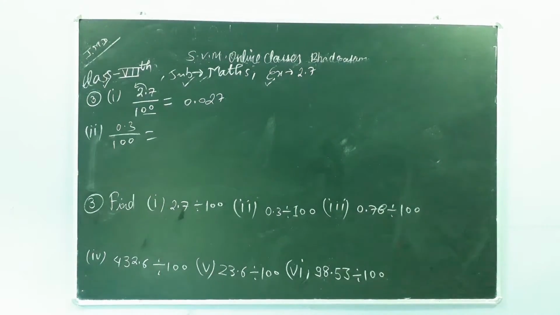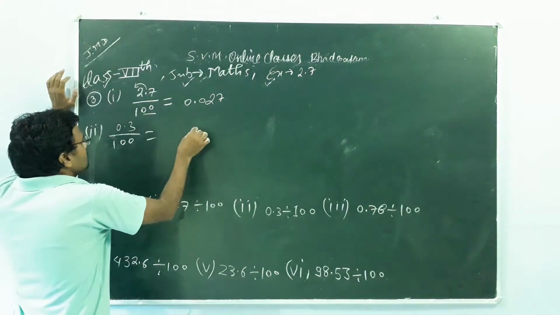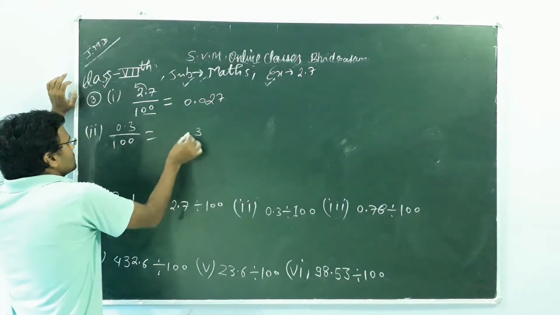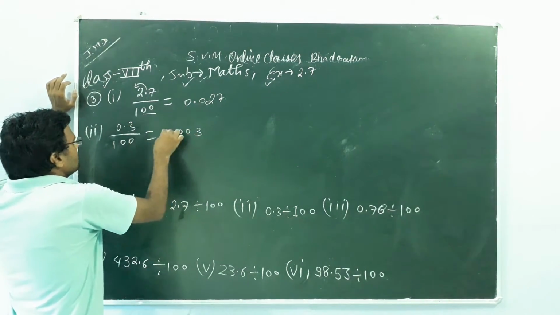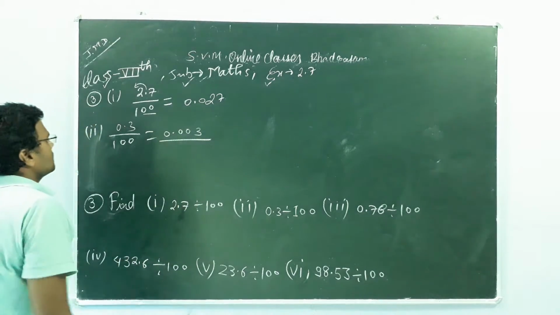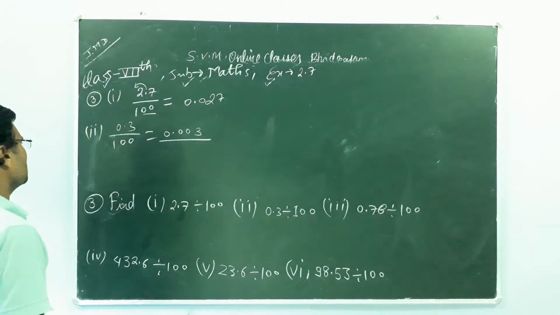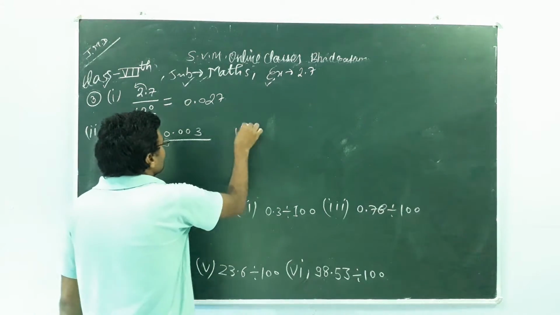Now what we will do is, this is 3 and the point over here, so this is 0 0. Now our answer is 0.003. Okay, third one is what?